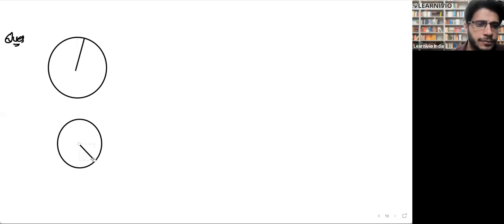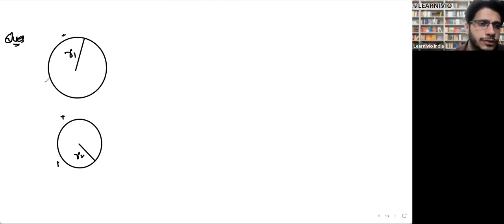Two spheres have different radii. The radius of the first is R1, and the charge on its surface is Q. The radius of the second is R2, and the charge on its surface is Q. These are the initial charges. When you connect these two spheres, charge flows from one sphere to another. And let's say the initial charges are not given.